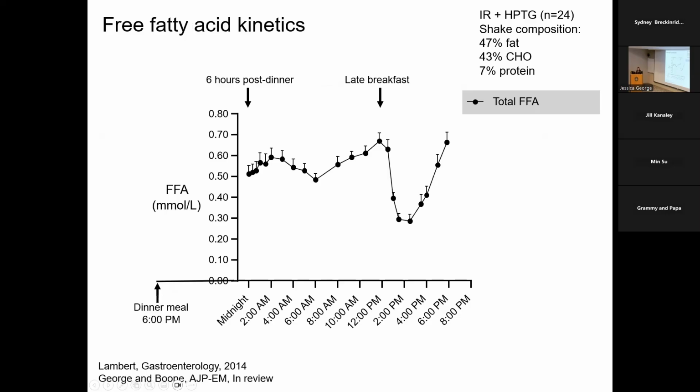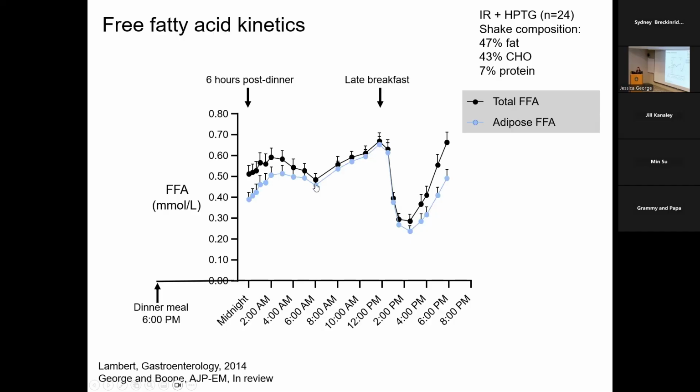So now to orient you. On the x-axis we have time, and FFA concentration in millimole per liter on the y-axis. In this study, participants with insulin resistance and hypertriacylglycerolemia, or high triglycerides, consumed identical meal shakes that contained the meal isotope at 6 p.m. and again at 12 p.m. the next day.